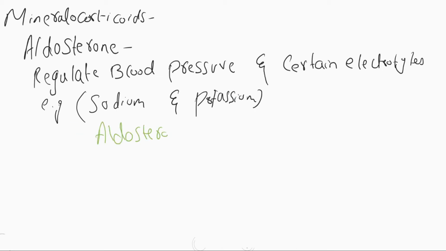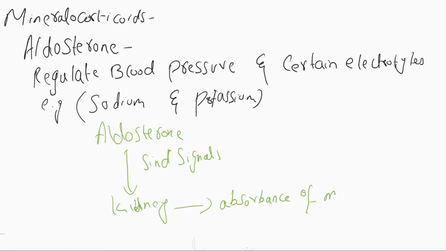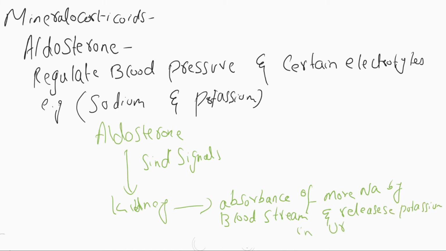Aldosterone sends signals to the kidney, and it results in the absorption of more sodium by the bloodstream and the release of potassium in urine. In this way, aldosterone helps to regulate blood pH by controlling the level of electrolytes in blood. Now the glucocorticoids.